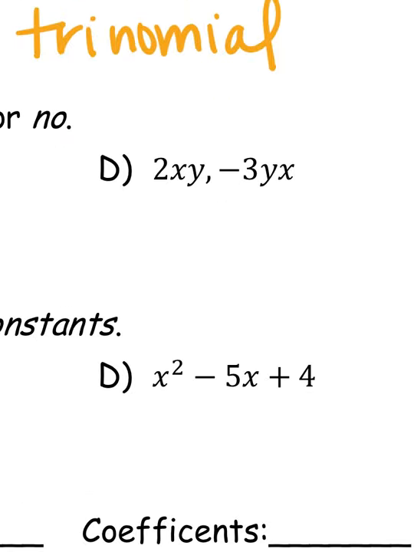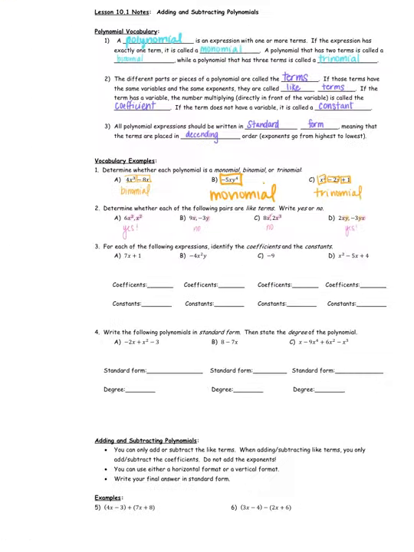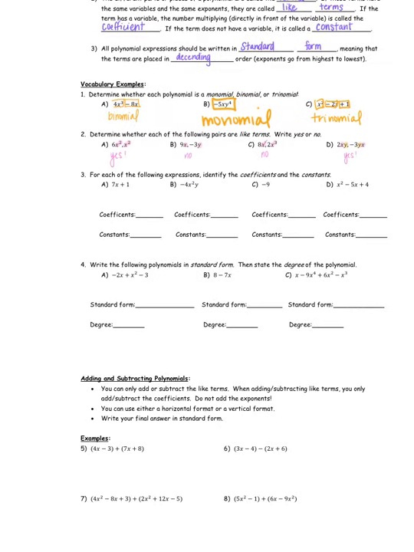And then if we look at D, we have an x over here and an x over here, and a y over here and a y over here. So these are considered like terms because we have the same variables with the same exponents, and there are no exponents, but we do have all of the same variables. So this is a yes. So this is all kind of review. This is getting you set up to add and subtract polynomials.